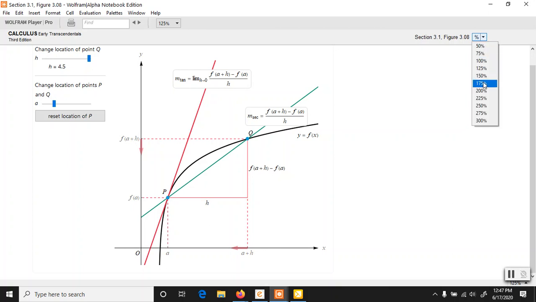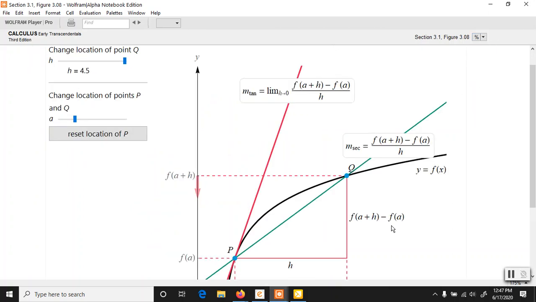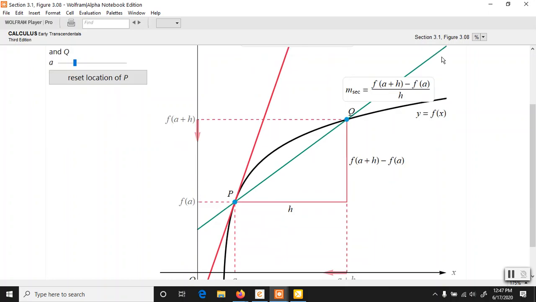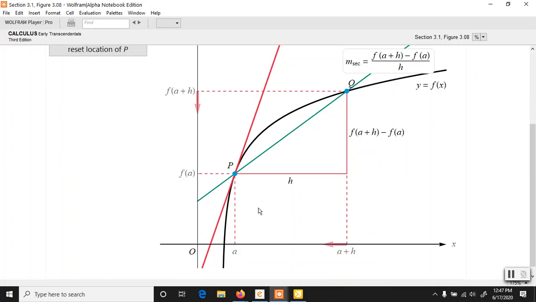notice how we have the slope of the secant line in green, and then we got the tangent line in red, right? And we said that we wanted to determine the slope or the rate of change of the black curve, that's the function y equals f of x, that's shown right here, at that specific point.